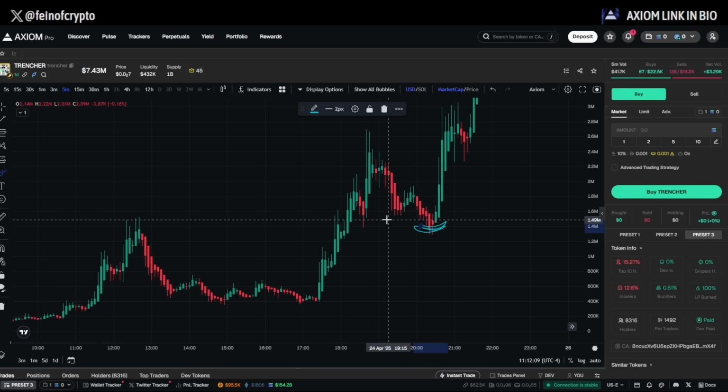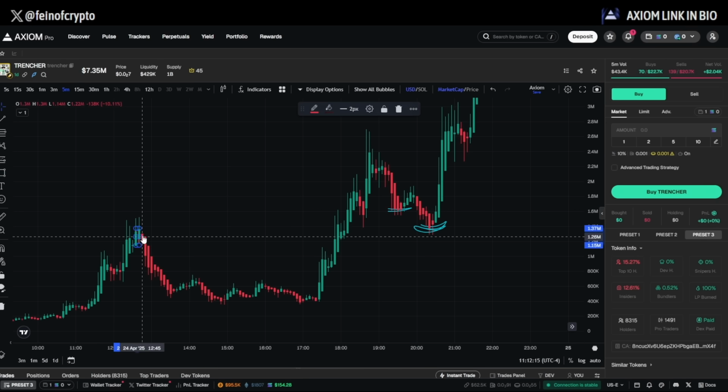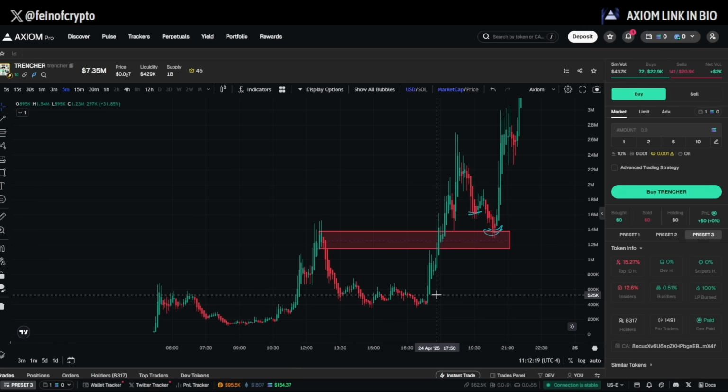Why would this be a key zone and why this wouldn't be? Well, look right here, guys. Support and resistance. Previous swing high. Look at that. Look at that. And I'll do a video on support and resistance.